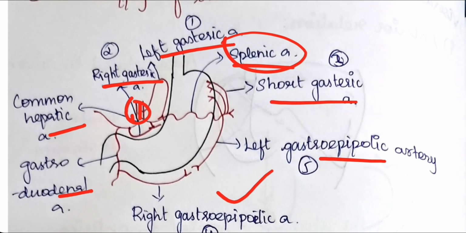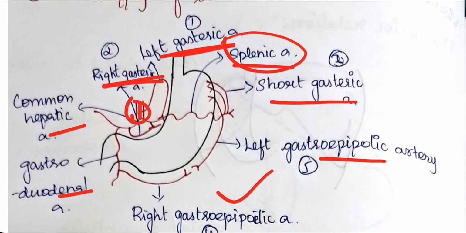So these are the 5 branches which supply the stomach. All these branches commonly arise from the celiac trunk. Okay, so I'll repeat it again. The left gastric artery is a direct branch of the celiac trunk. The right gastric artery is a branch of the common hepatic artery, and the common hepatic artery is a branch of the celiac trunk.